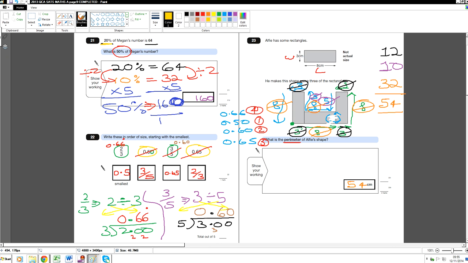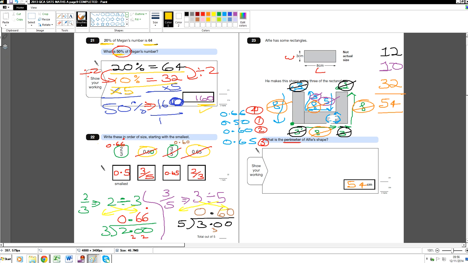Work out 50%. 20% of Megan's number is 64. What is 50%? So what I said here, let's look at this question as a ratio style question. If 20% is equal to 64, then 10% is equal to 32, because 10% is half of 20. Now once I know what 10% is, I can quickly work out what 50% is by multiplying by 5. 10 multiplied by 5 is 50, and 32 multiplied by 5 gives me 160. And that is the end of the question.